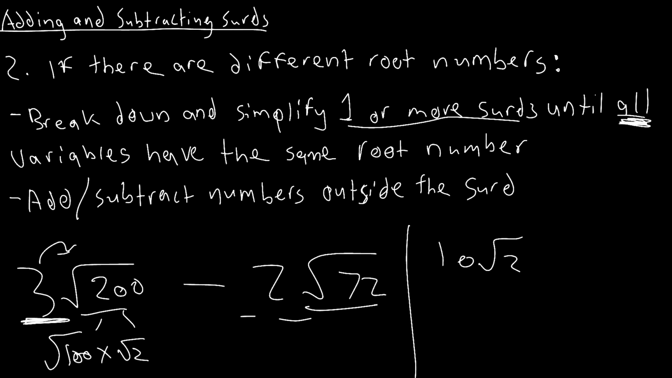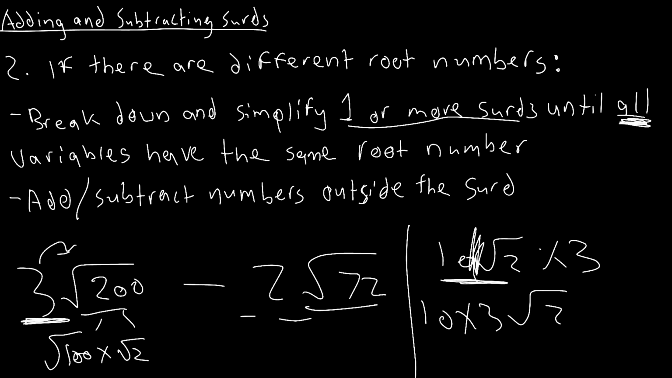Since I've broken down root 200 into 10 root 2 over here, we'd have to multiply 10 root 2 times 3. And we'd only multiply the numbers outside. We would genuinely just forget this root. So it would just be 10 times 3 root 2. So that would give me 30 root 2. Therefore, for 3 root 200, we'd have to break down root 200 and then multiply the number outside by 3.